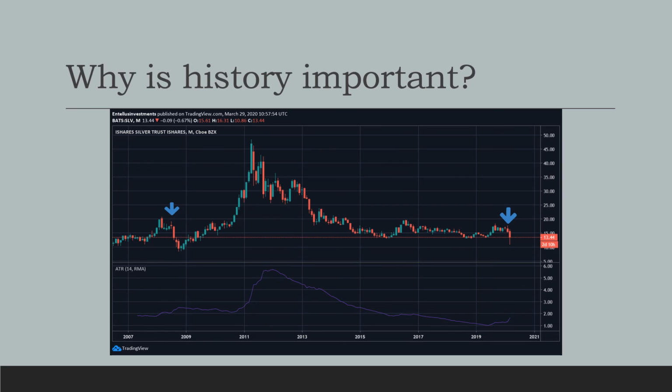As we can see with SLV in the chart, the mass psychology of silver during economic crises can be seen from 2008 to 2011 very clearly. Of course, history just rhymes, and it doesn't necessarily repeat, but understanding the past will help the technician forecast the future.